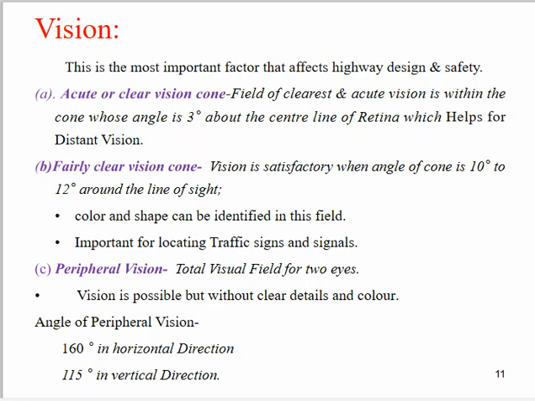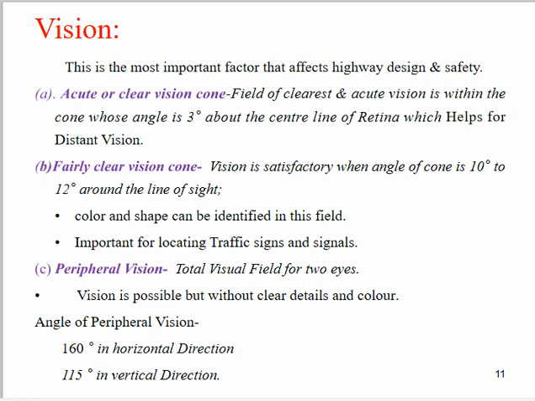Here, the first part regarding vision is the acute or clear vision cone, which is the field of the clearest and most acute vision, within a cone whose angle is 3 degrees above the center line of the retina, which helps with distance vision. That means for a person to be capable of visualizing an object at a distance, the field of the clearest and acute vision should be within the cone of angle of 3 degrees.